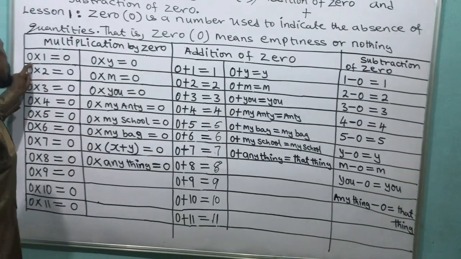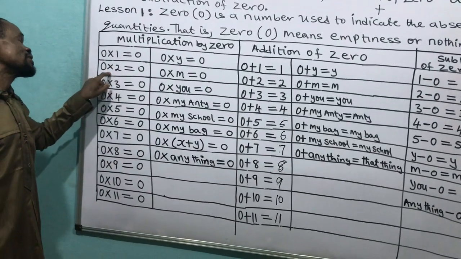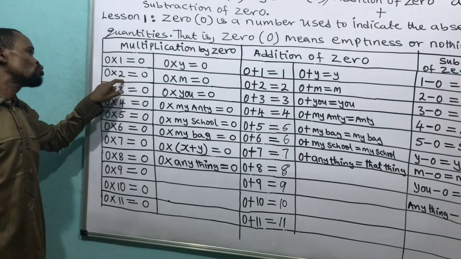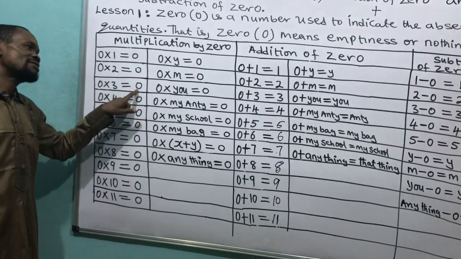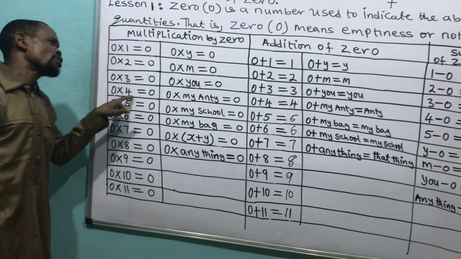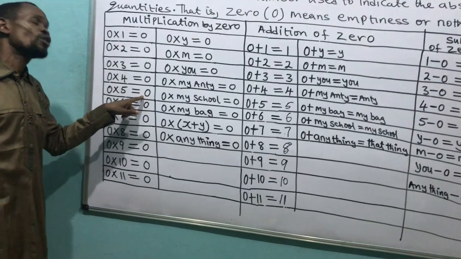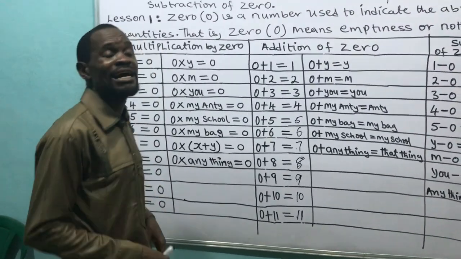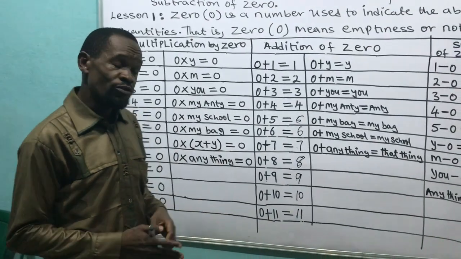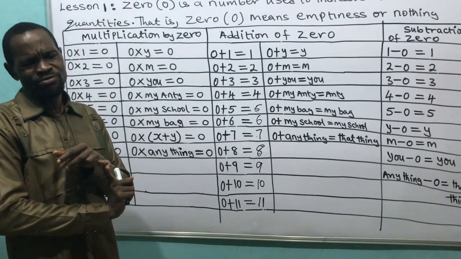We said zero jam one. The answer is zero. Zero times two means zero jam two. The answer is zero. Zero jam three, the answer is zero. Zero jam four, the answer is zero. Zero times five, the answer is zero. So anything times zero, multiplied, the answer is zero. Have you noticed it today? Anything multiplied by zero, the answer is zero.